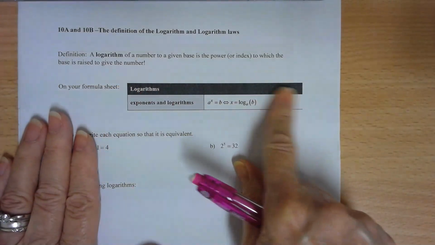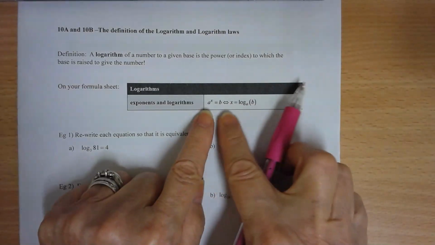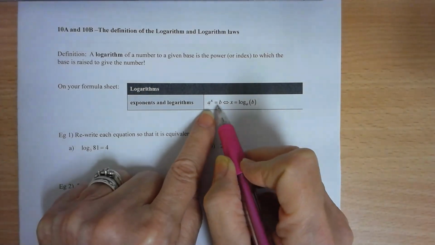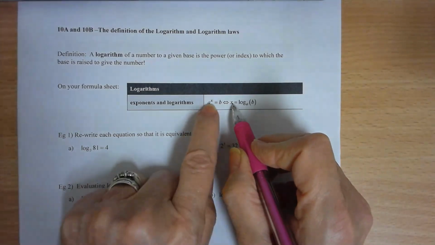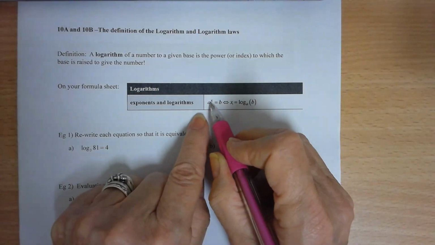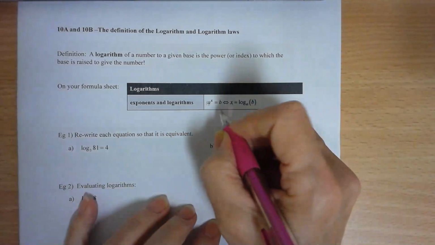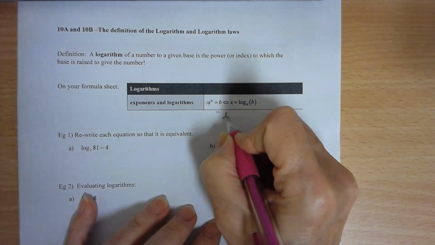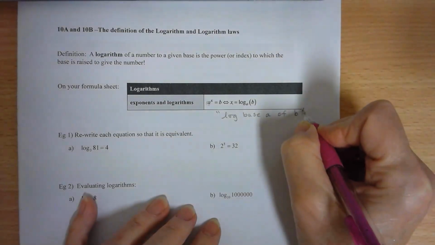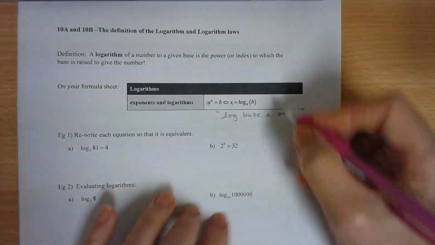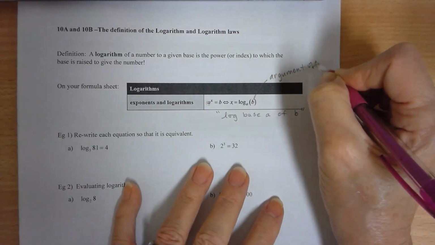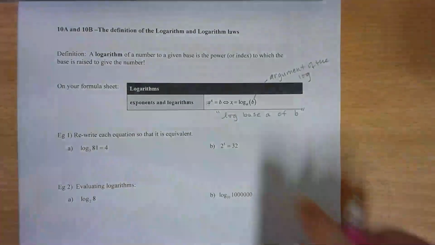So I just clipped this straight off your formula sheet, and it has this little rule here, and it says if I have an exponential, so some number a raised to the power of x equals b, that means that x is equal to log, a new thing, base a of b. So we say log base a of b. And this b sometimes is referred to as the argument of the log. It's what it's acting on. And of course, a is the base.